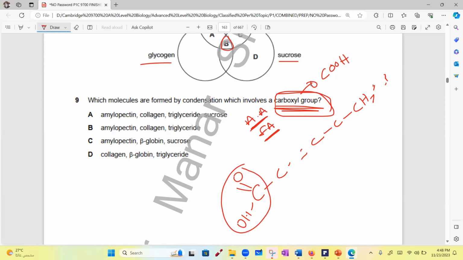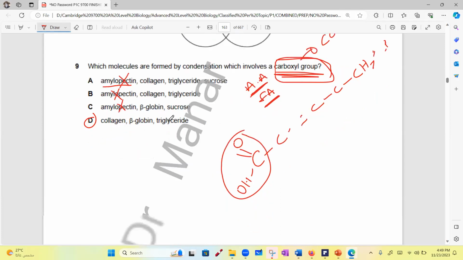Yes, correct. A has amylopectin. No, it's not in any carbohydrate. B has amylopectin. No. C has amylopectin. No, actually the carbohydrate is the first option. So it actually makes it easier for you to exclude A, B, and C.